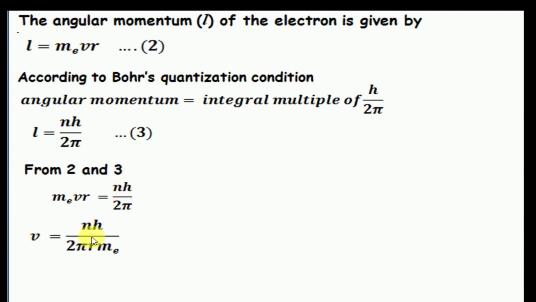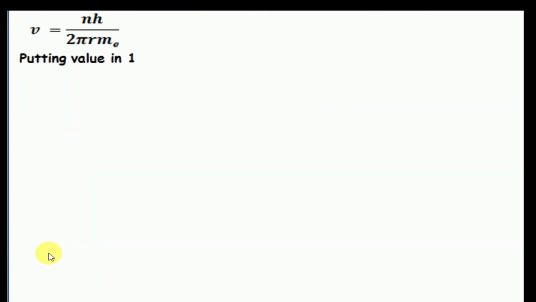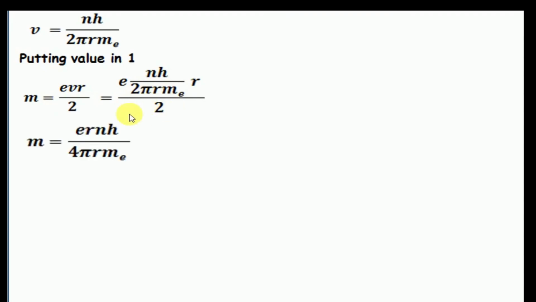So velocity is n h by 2 pi r m e. I got the value for v, so I'll put it in equation number 1. If you put the value, this term will come into the denominator, so this is e n h r divided by 4 pi r m e. So r gets cancelled, and you are left with m is equal to n e h by 4 pi m e.